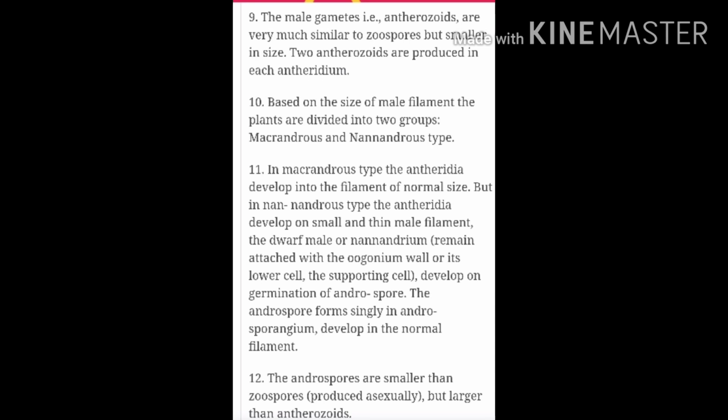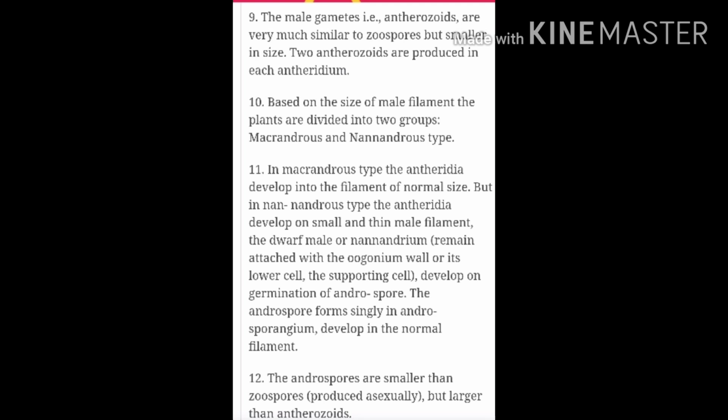So when we are analyzing this nannandrous type of Oedogonium, you can see that the antheridium is present on the small sized filament, that is a dwarf filament. Such a type of reproduction is said to be nannandrous type of reproduction, and the other one is said to be macrandrous type of reproduction, isn't it?